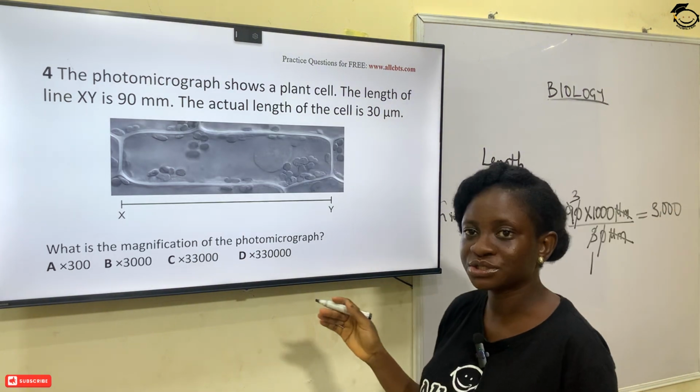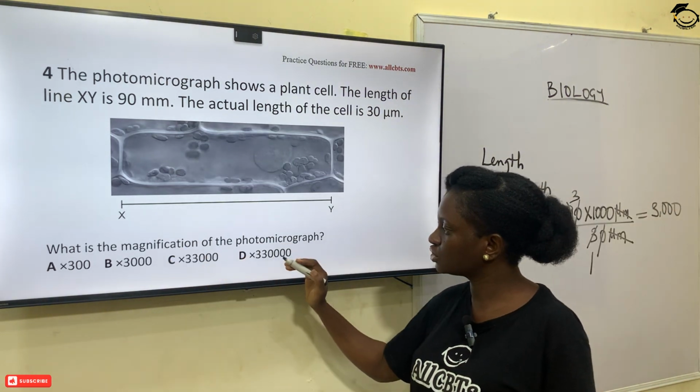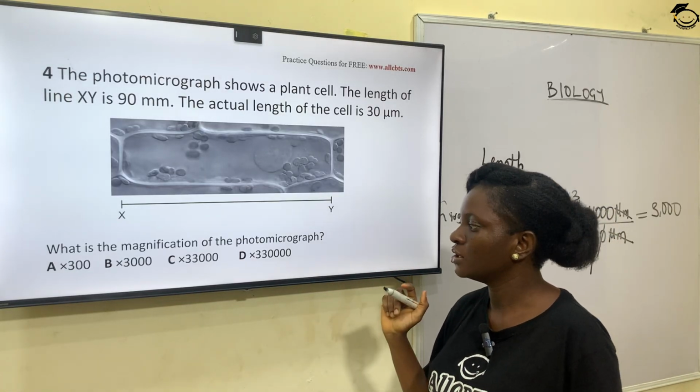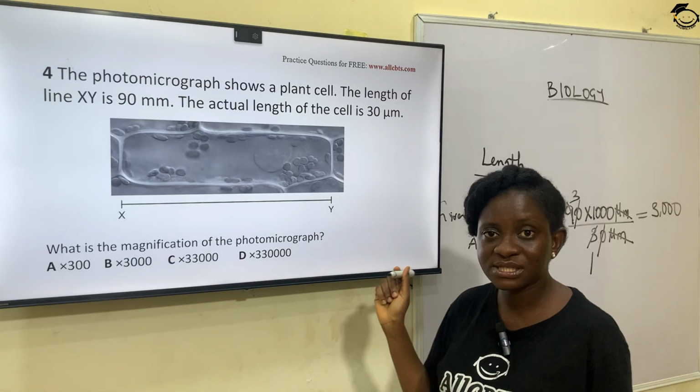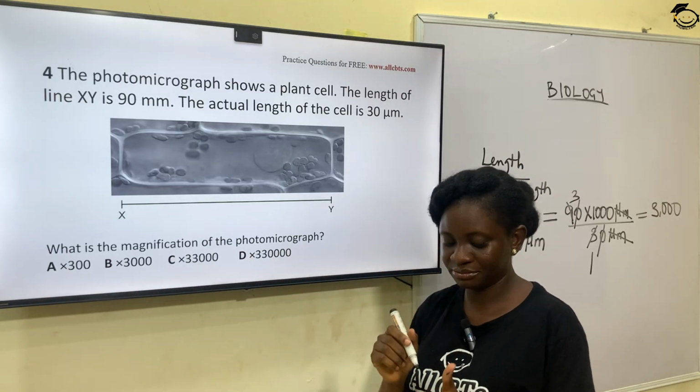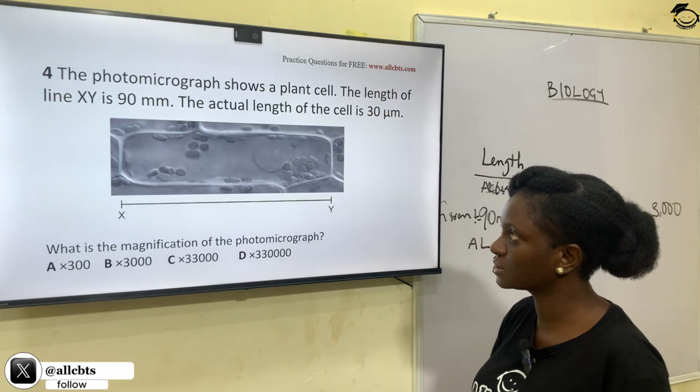So from the options here, what is the magnification of the micrograph? The answer we got from our calculation is 3000. That is option B. Next question.